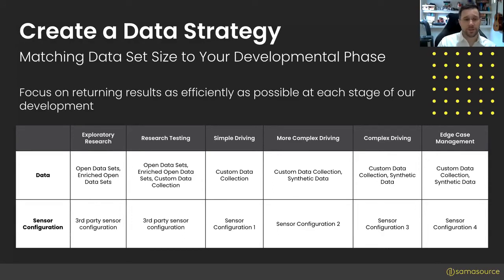For example, if you're in the exploratory research phase at the beginning, you should consider open data sets or enriched open data sets. I'll talk about the pros and cons of each of these types of data in a moment. Once you move into research testing, continue with those open data sets and enriched ones, and you may start moving into some custom data collection where you collect your own data. As you move into simple driving, such as on a test track, you will still continue with custom data collection. Then as you start moving into real world testing, you'll probably want to add synthetic data into your mix to gain more edge cases. And that continues throughout your development process.